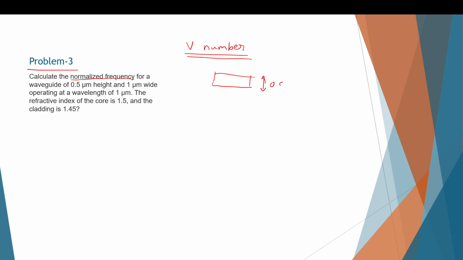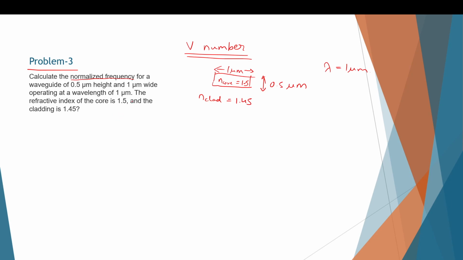Height is 0.5 micrometers and the width is 1 micron. And wavelength is again given to be 1 micron. The refractive index of the core is 1.5, and of the cladding, which is surrounding, is 1.45. So the core has a higher refractive index than the cladding, as expected. We just have to tell the normalized frequency, not the number of modes.